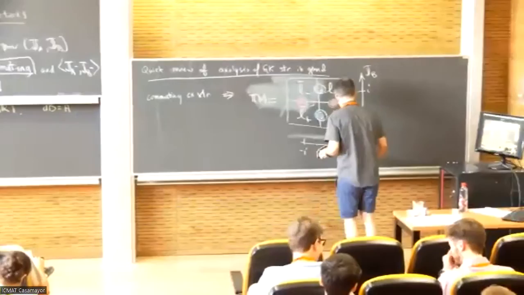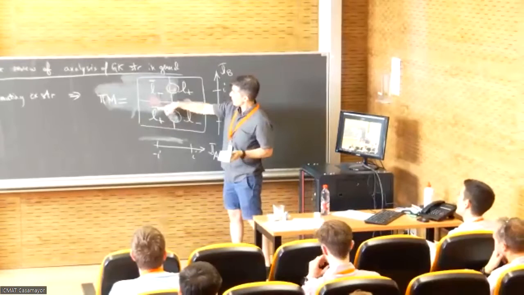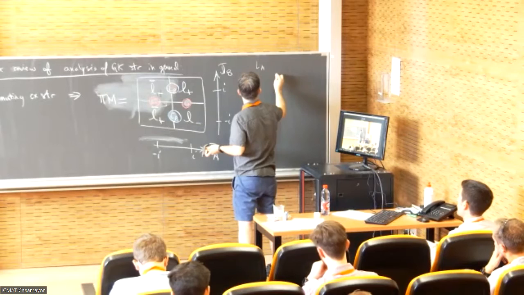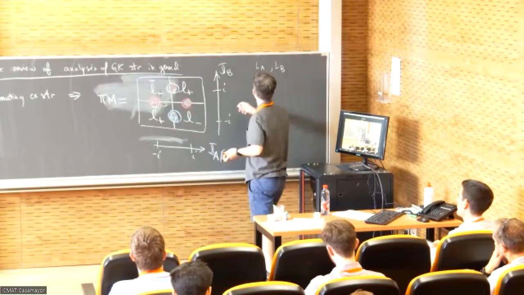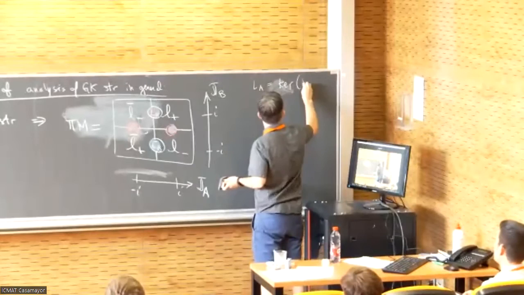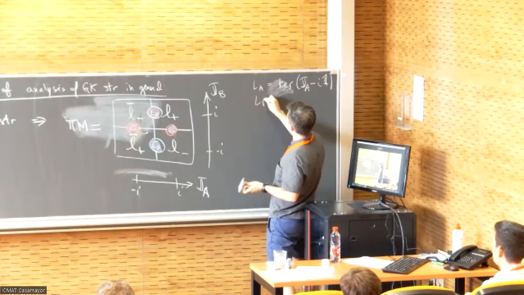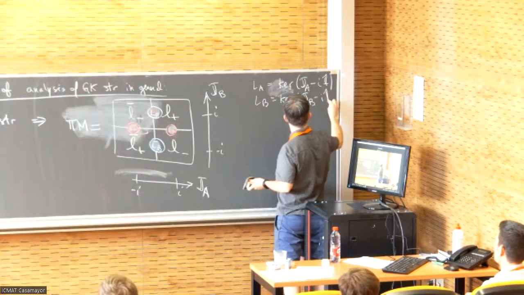The sum of these two forms a Dirac structure. This is the complex conjugate Dirac structure. I just mean that LA and LB are the plus I eigenspaces, LA of JA and LB of JB. Okay. So these are complex Dirac structures.